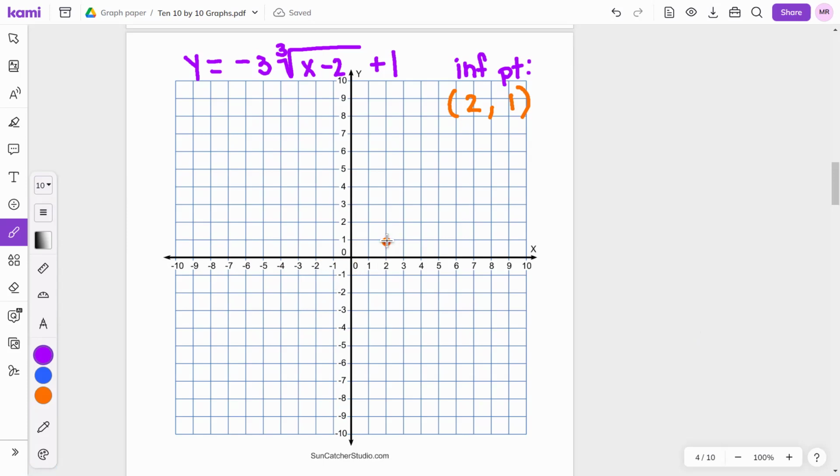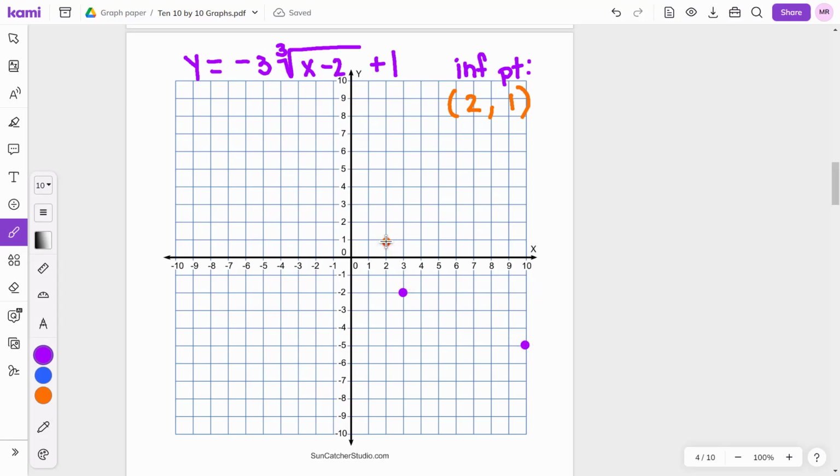But now I'm going to go out cube root of 1, go out 8. So if I go out 1, cube root of 1 is 1, times it by a -3. So I'm going to go down 1, 2, 3. I'm going to go out 8, 2, 4, 6, 8. And the cube root of 8 is 2, times a -3 is a -6. 1, 2, 3, 4, 5, 6.